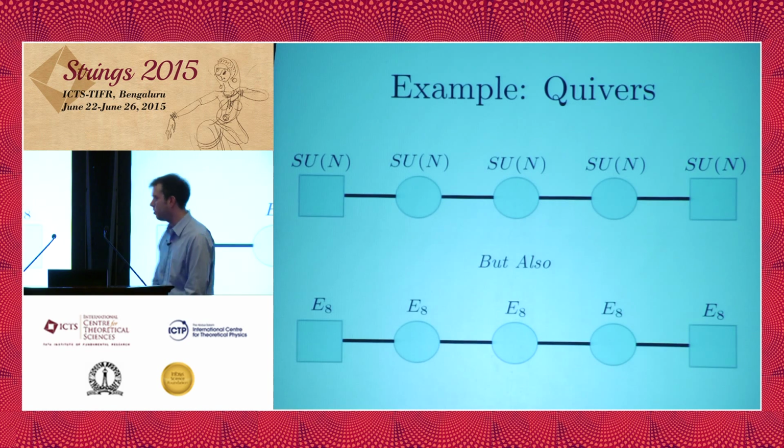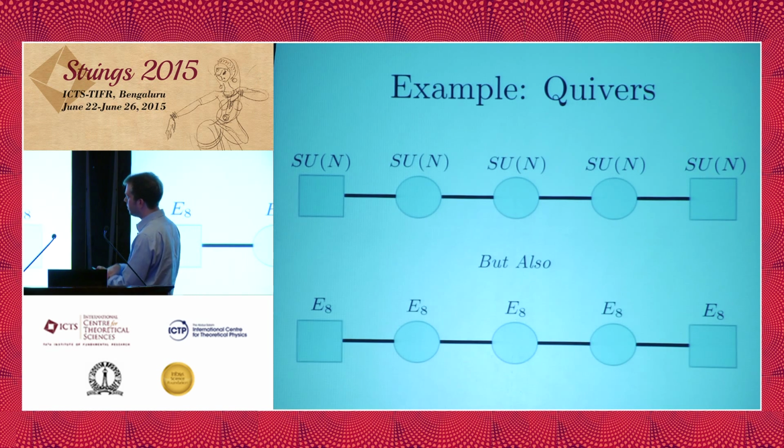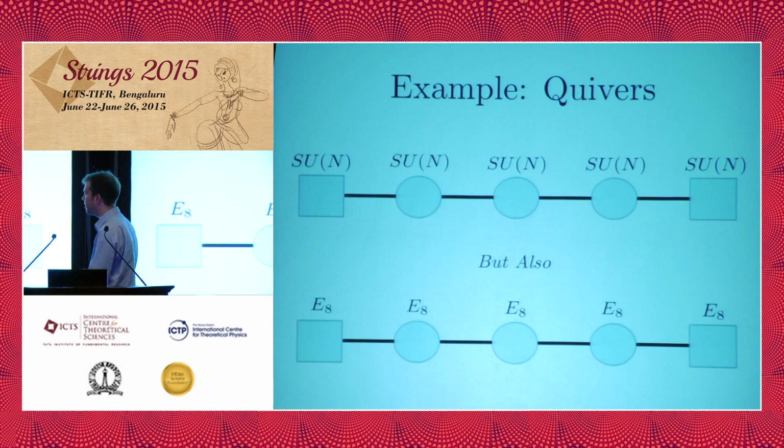So here are the quivers. Here are some examples of quivers. There's things like this with just a bunch of SU(N)s. Kamran already talked about this case. But you can also have things where you have the SU(N) replaced by E8. And this link here is itself now an SCFT. It's no longer just a weakly coupled matter.